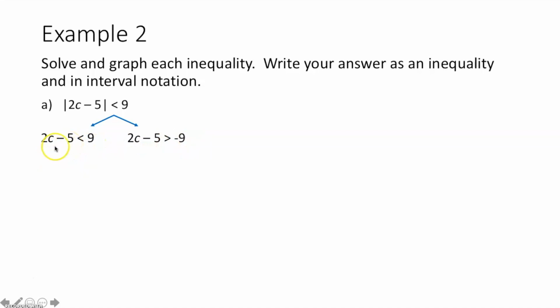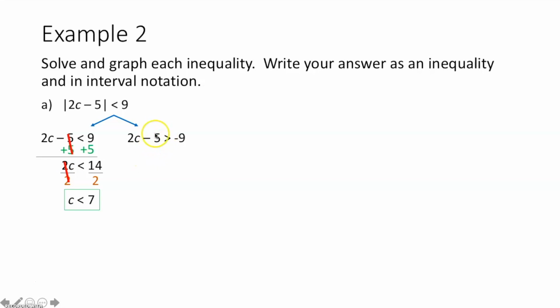So here, I'm going to get rid of anything added or subtracted to our variable first. This minus 5 has to go. How do I do that? I add 5 to both sides. That way these cancel out, and 9 plus 5 is going to give me 14. Now to get c all by itself, this is 2 times c, so I do the opposite, the inverse. I divide both sides by 2. That way these 2's cancel out, and I get c by itself is less than 7.